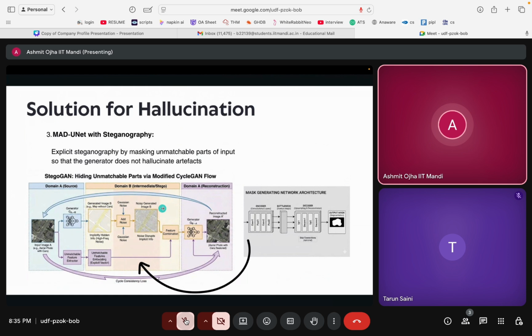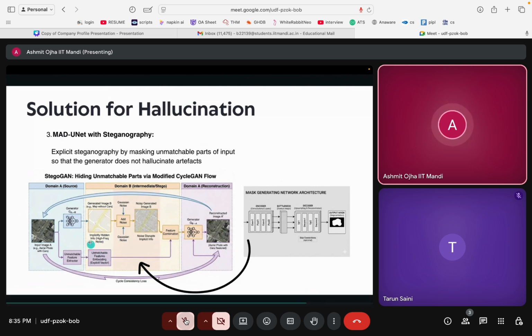So the solution to that was steganography, which we already explained. We have an input image, and we divide it into two parts: features which are matchable and features which are unmatchable, using a mask generating network. From these matchable features, we pass them to the second generator and we get the image of the second domain. And we use these unmatchable features during the reconstruction, because the reconstruction network actually requires these unmatchable features.